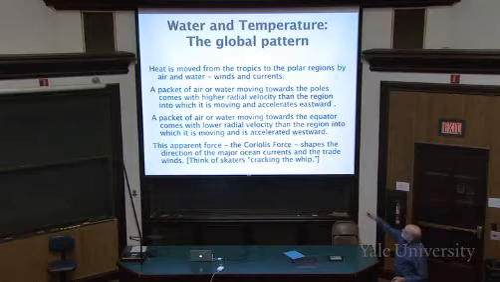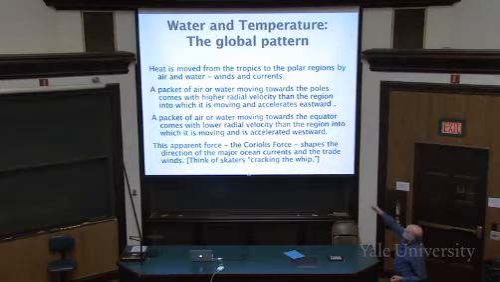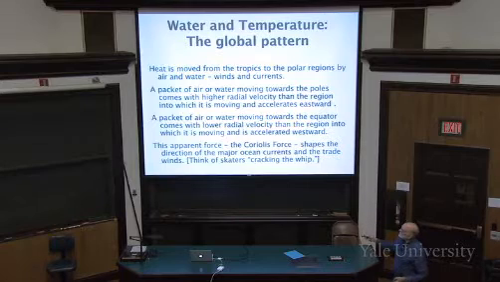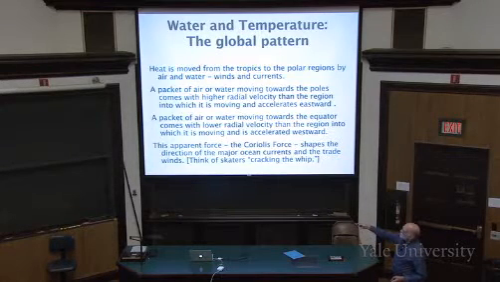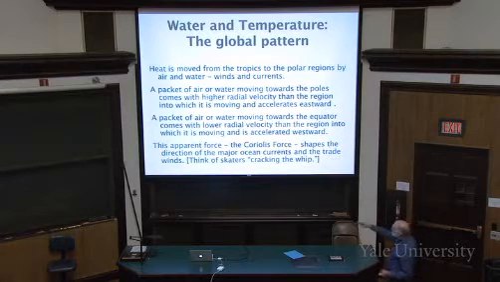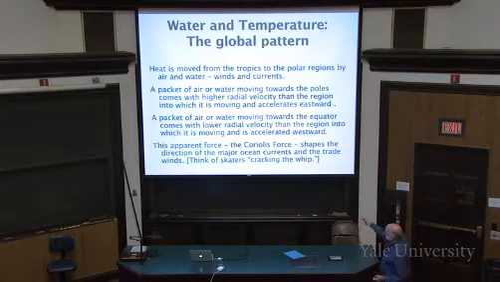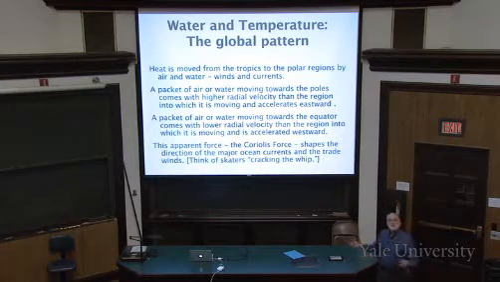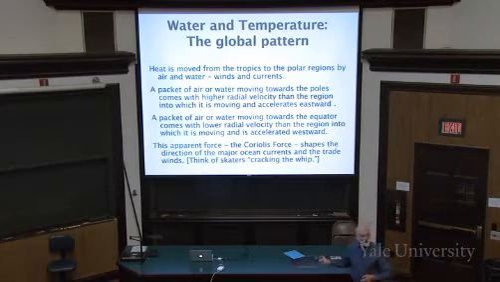That apparent force, and by the way, going north, you'll be accelerated eastward. Coming south, you'll be accelerated westward in the northern hemisphere. This is an apparent force. It's called the Coriolis force. And it's shaping the direction of major ocean currents, and it's also shaping things like the trade winds. And you'll see in a minute that it shapes the way that hurricanes spin.